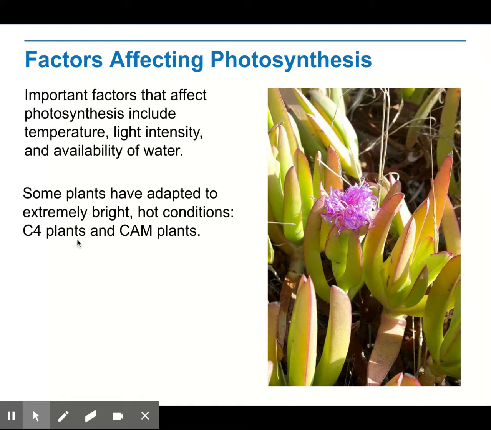Lastly, I want to talk about two kinds of plants that are specially adapted to extremely bright and hot conditions. We have the C4 plants and the CAM plants. So C4 plants have a specialized chemical pathway that allows them to capture carbon dioxide, even if it's at a super low level in the atmosphere. And so this carbon dioxide is able to then enter into the Calvin cycle and allows photosynthesis to keep on working.